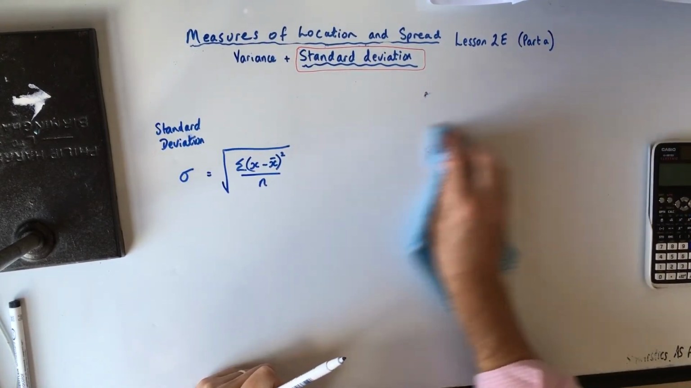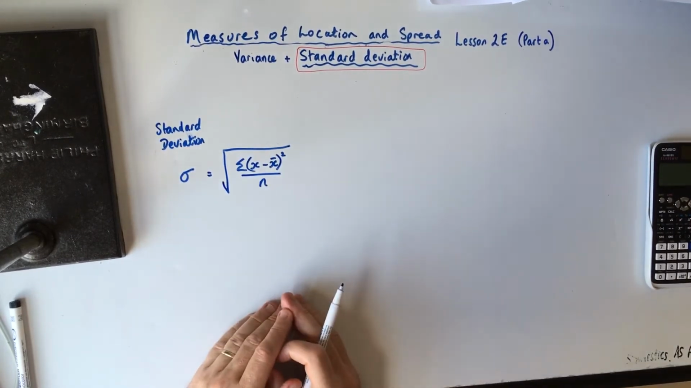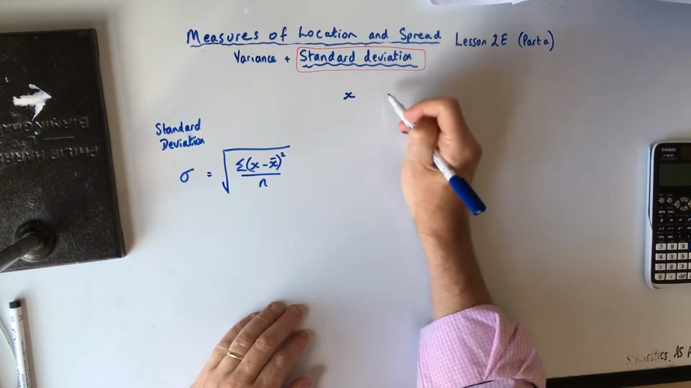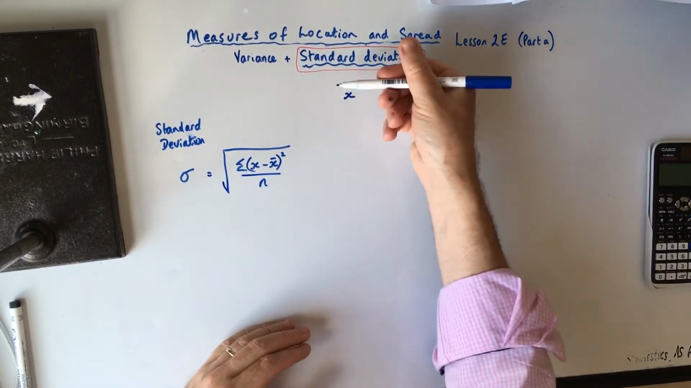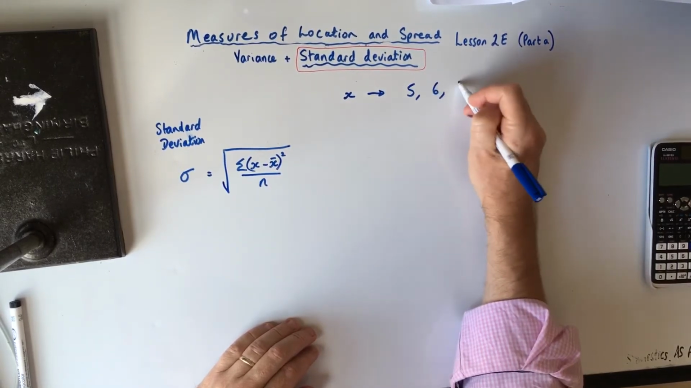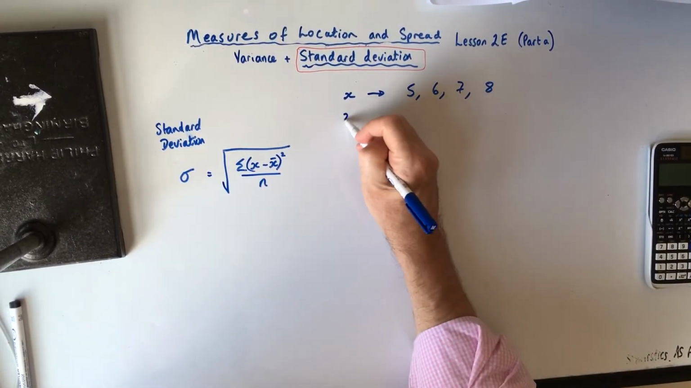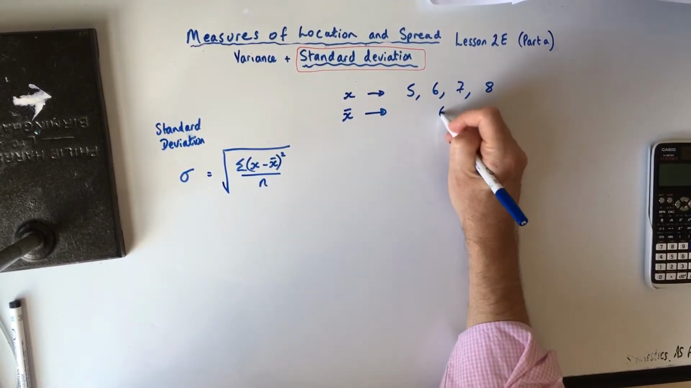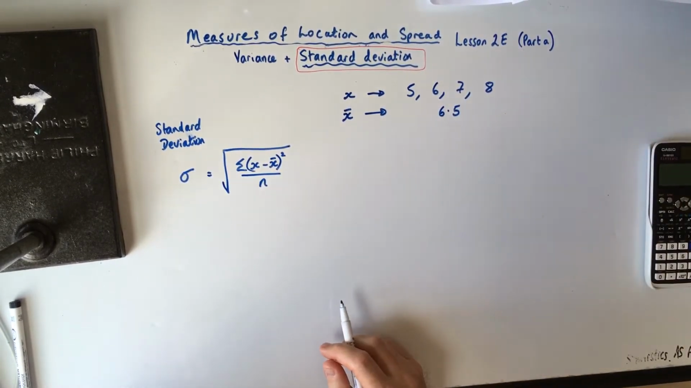So let me show you an example and work this out for a set of numbers. Let's keep it really simple and just take 4 numbers. We normally label these variables x. That's where x bar comes from, the mean of those numbers. Let's pick 5, 6, 7 and 8. The mean of those numbers is going to be 6.5, that divided by 4.